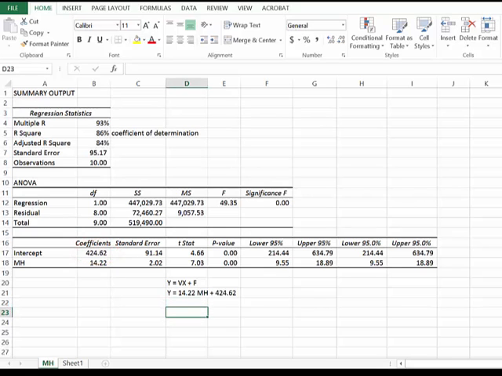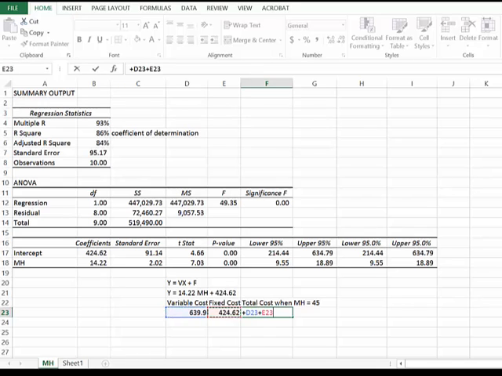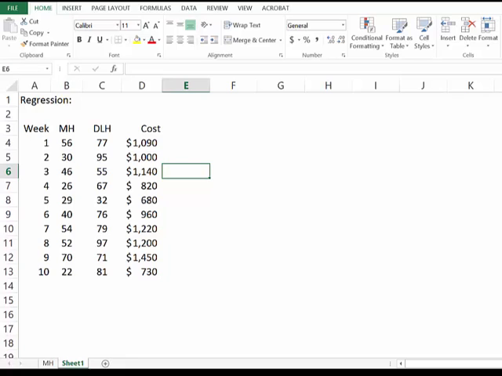We predicted in the high-low video, we were predicting what would happen if there were 45 machine hours. So let's take a look at this. We have $14.22 times 45 machine hours. And our fixed cost, of course, is $424.62. And so the total cost is the sum of these two. So our predicted value is $1,064.52.